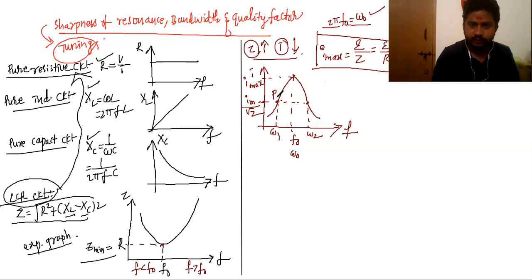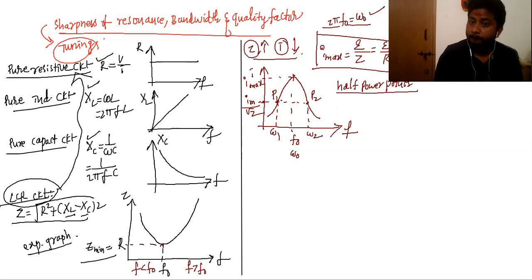These are the points I'm naming P1 and P2. Those are the points called half power points. What are those points? Half power points, where power is half and the current values are I maximum by root 2.